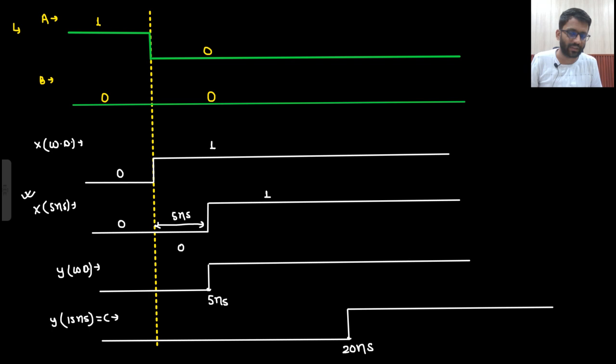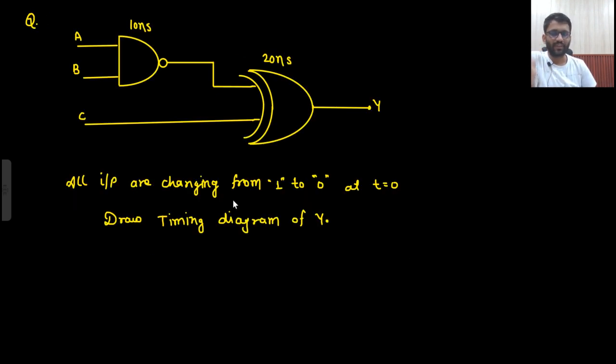This is 20 nanoseconds. So from 0 to 20 nanoseconds, your C will be 0, and then it will be 1. These kind of questions can come in your examination. They can ask till what time C will remain at 0. So 20 nanoseconds, and then it will be 1. Steady state value of C will be 1. We will solve more examples. Let's solve this one now.